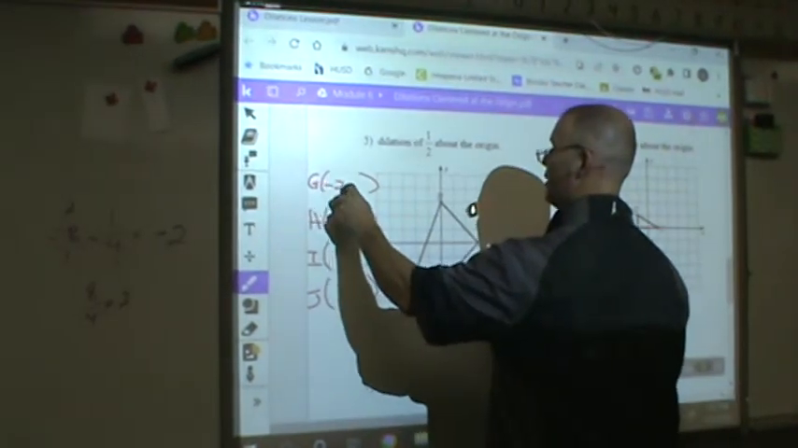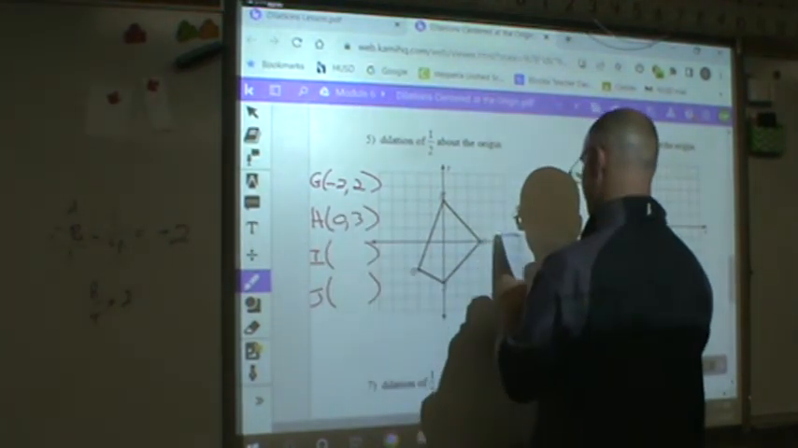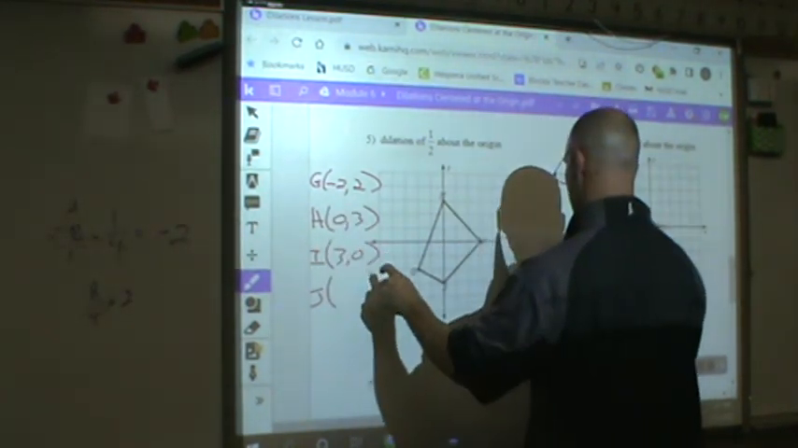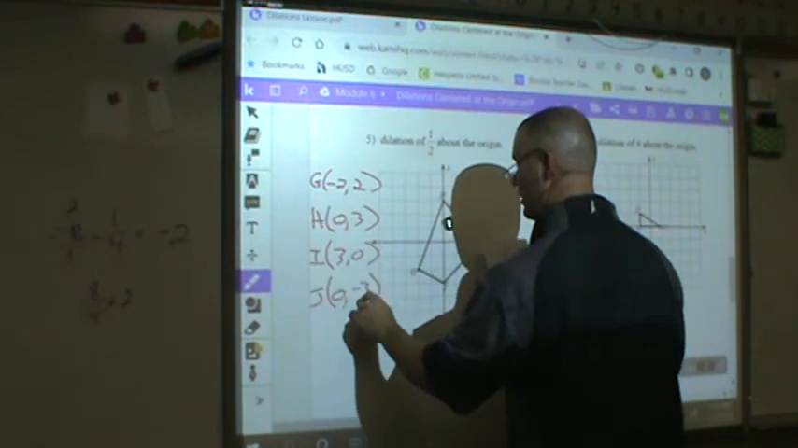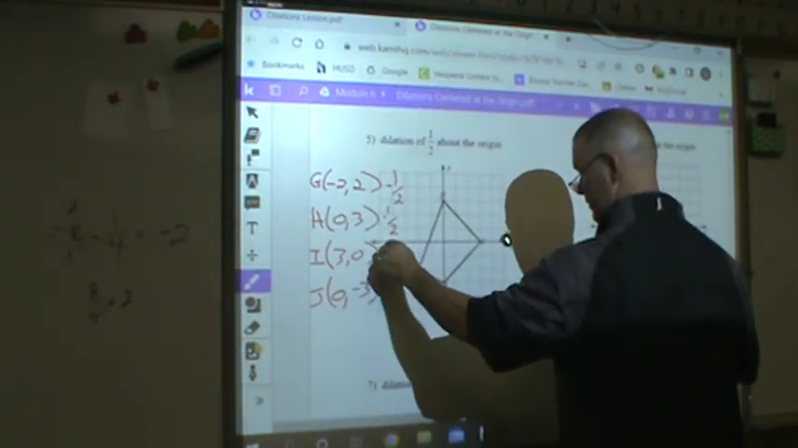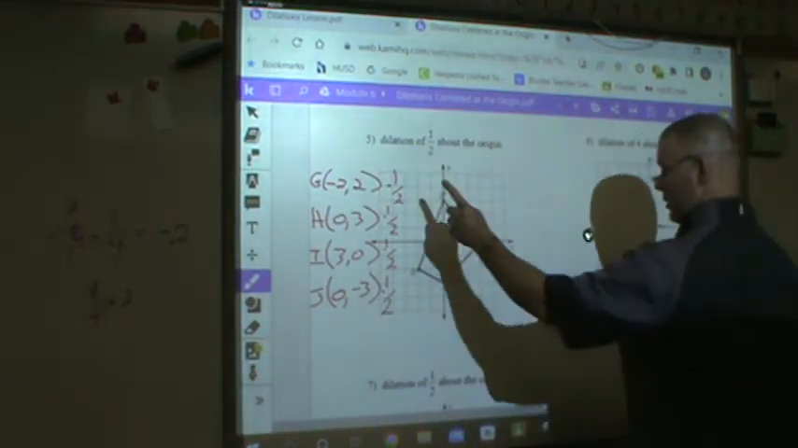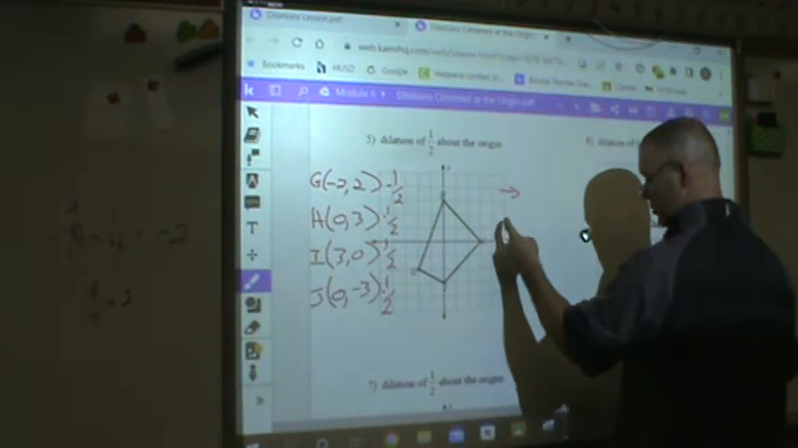So G is at -2 and 2. H is at 0 and 3. I is 3 and 0. And J is 0 and -3. My scale factor is a half. For all of them, my scale factor is a half. So they're all going to move over to here.